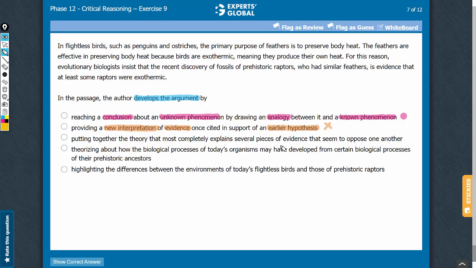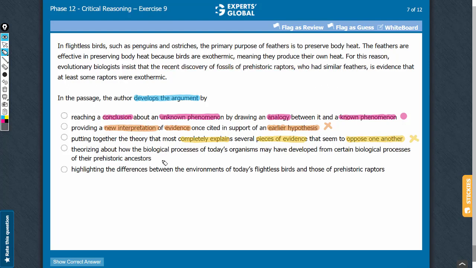Answer choice C. This answer choice talks about complete explanation of different pieces of evidence that oppose one another. The argument mentions only one piece of evidence, that is the recent discovery of fossils of prehistoric raptors, and this term, pieces of evidence that oppose one another, cannot be established from the argument. So let's eliminate this answer choice.